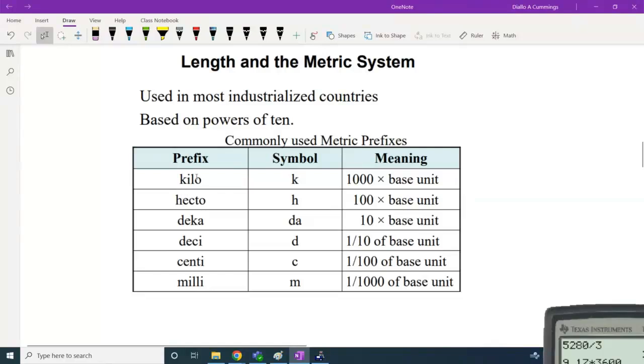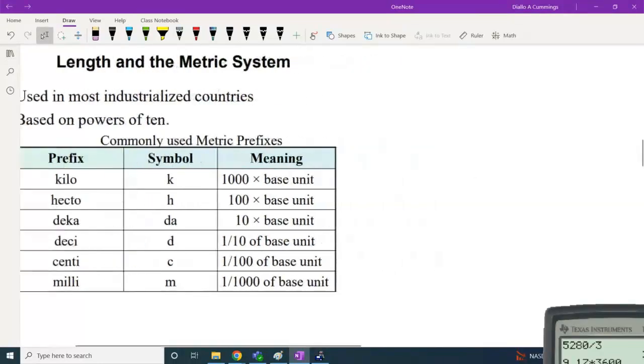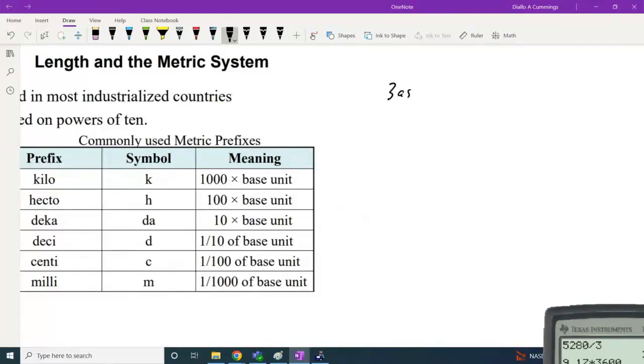All right, so we have here the prefixes. Kilo means 1,000. Its symbol is K. Hecto, its symbol is H, is 100. Deca, which is DA, is 10. Then you have what's called your base unit. And in the metric system, here are the base units. For length, it's the meter.